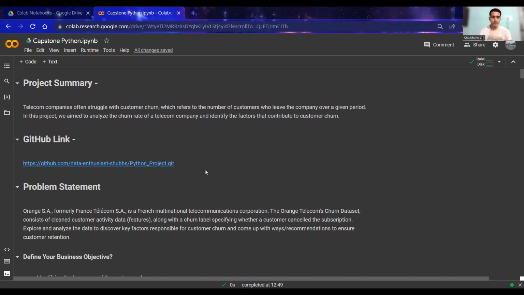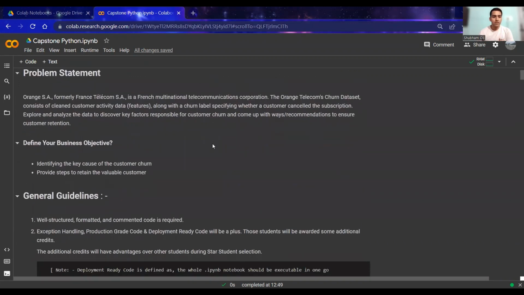This is the problem statement. Orange SA, formerly France Telecom SA, is a French multinational telecommunication corporation. The Orange Telecom's churn dataset consists of clean customer activity data along with a churn label specifying whether a customer canceled the subscription. Explore and analyze the data to discover key factors responsible for customer churn and come up with recommendations to ensure customer retention.